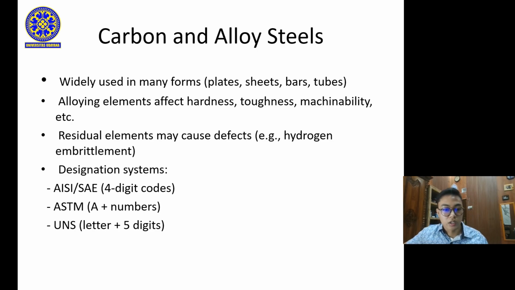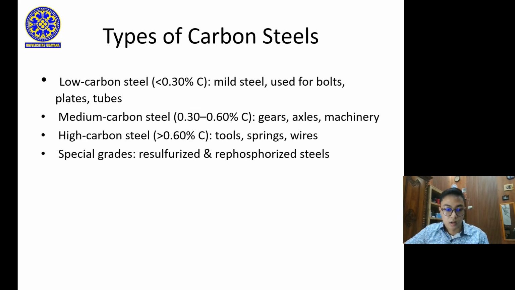Carbon and alloy steels use a designation system to help engineers differentiate the types based on the application, like SAE, ASTM, and UNS. There are three types of carbon steels based on the level of carbon. The first is low carbon steel, which has less than 0.3% of carbon. An example is mild steel, which is used for bolts, plates, and tubes.